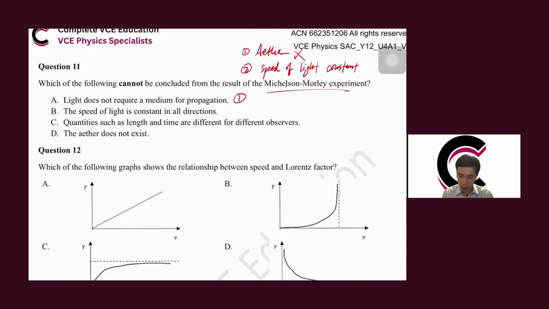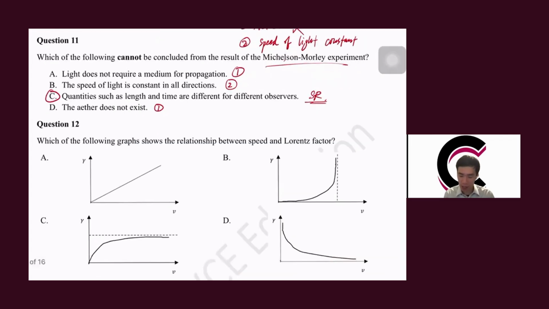And B, speed of light is constant in all directions. That corresponds to conclusion number 2, right? Speed of light is constant. Now, aether does not exist corresponds to 1, but C, it's something true, right? Length and time are dependent on observers, but that's Einstein's special relativity. It is not something that the Michelson-Morley experiment says. All right, so that's question 11.